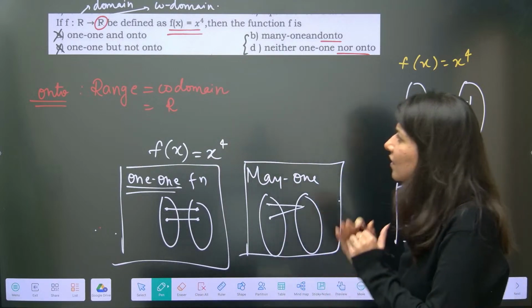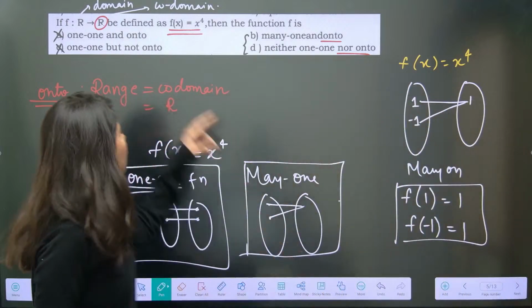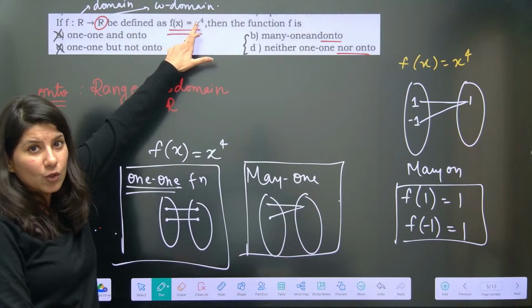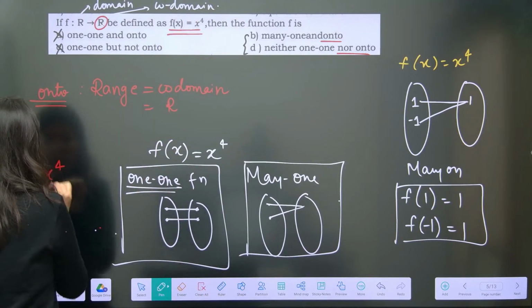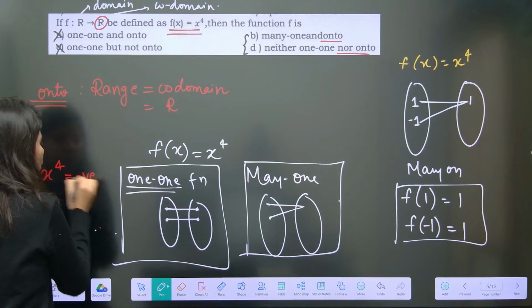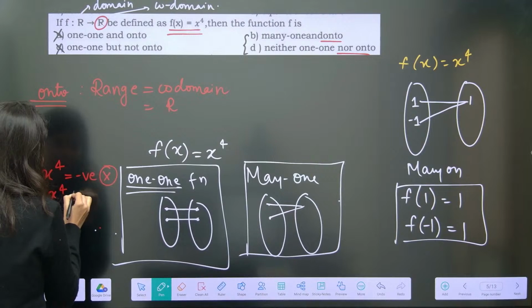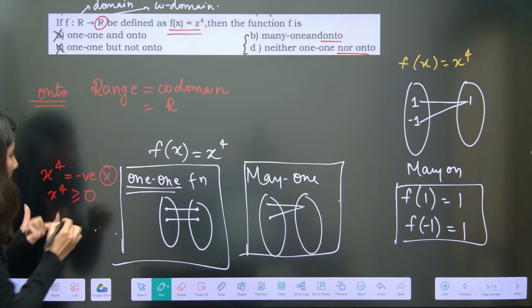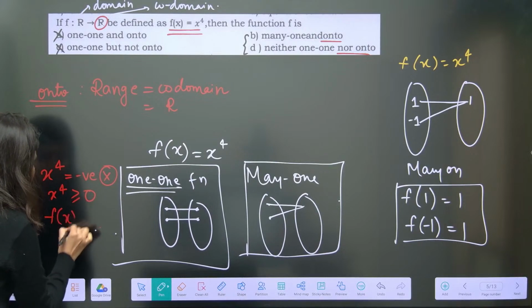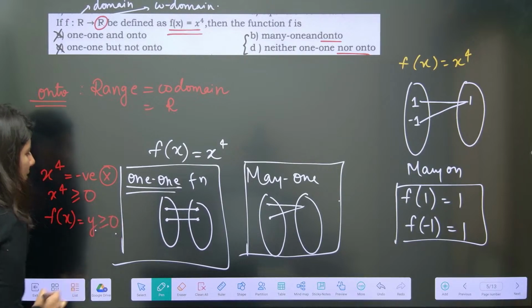But if we look at the function, don't you think it is so obvious that x raised to power 4 is the output? Do you think that x raised to power 4 will be a negative quantity? No, it is not possible. In fact, x raised to power 4 will always give you either positive or 0. That means your f(x), or you can say y, is either 0 or positive, right?